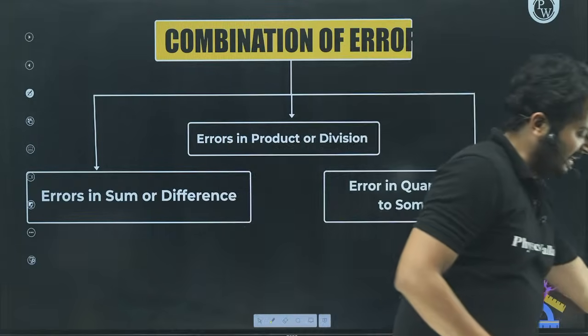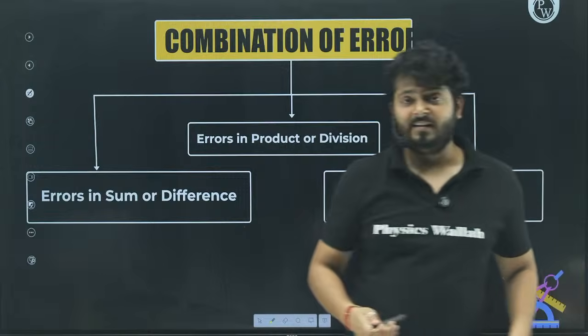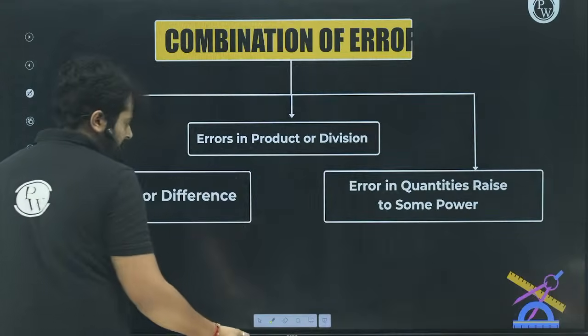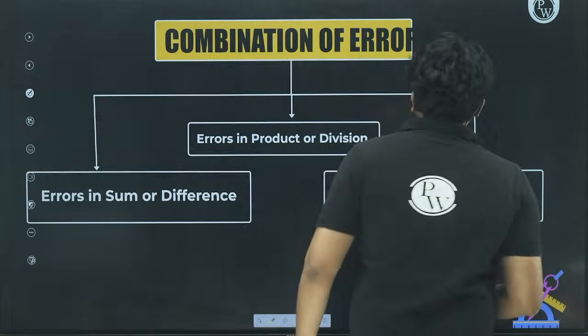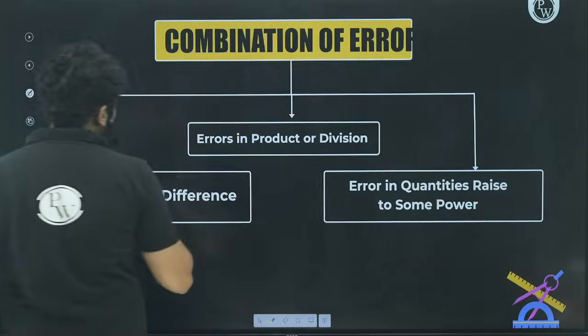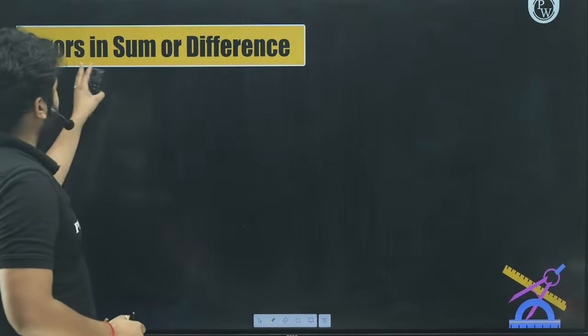I cannot design the cover based on the true values. Yes or no? I cannot design the cover based on the true value. And this is why the particular concept becomes very, very useful. Error in sum or difference.